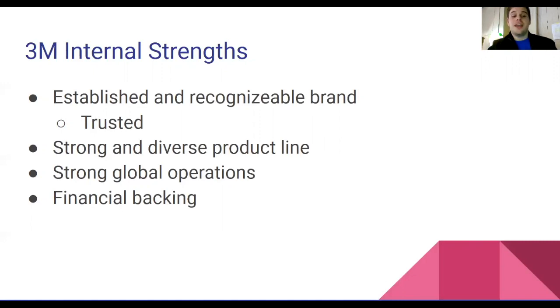Another internal strength is its financial backing. Being a large and established corporation, it creates a lot of financial capital and financial resources for 3M to use. Because of this, it helps with funding different research and development projects in different divisions and markets all across its business by giving it an extra level of cash reserves.